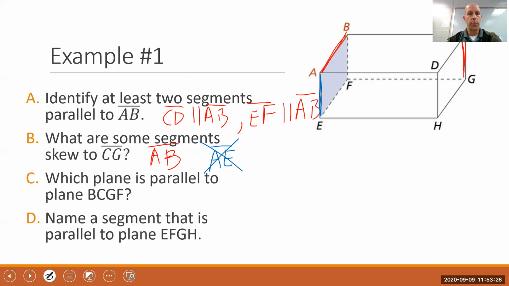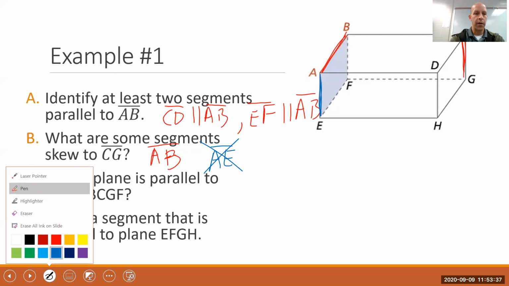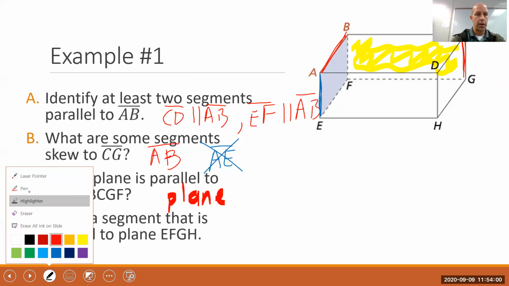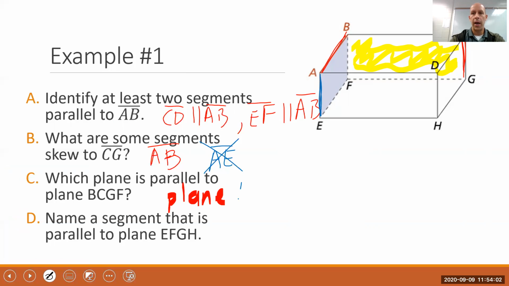Part C: which plane is parallel to BCGF? Do you see that plane? Let me highlight it for you. That's this plane back here, the back of the box, if you will. There's plane BCGF. What plane would appear parallel to that plane? Well, the plane that's parallel to it has to be the plane in the front. So I would say plane, oops, still on a highlighter here, plane ADH.